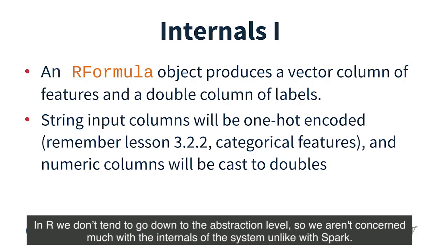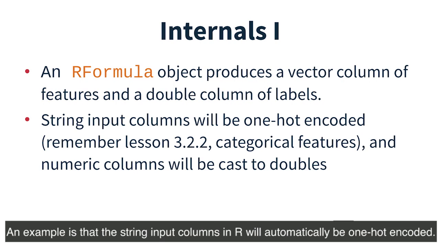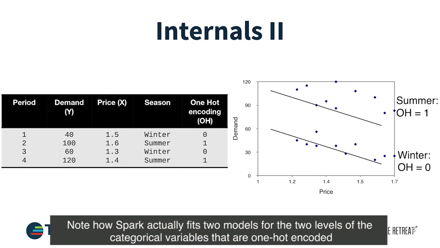In R, we don't tend to go down to the abstraction level, so we aren't concerned much with the internals of the system, unlike with Spark. An example is that the string input columns in R will automatically be one-hot encoded. Note how Spark actually fits two models for the two levels of the categorical variables that are one-hot encoded.